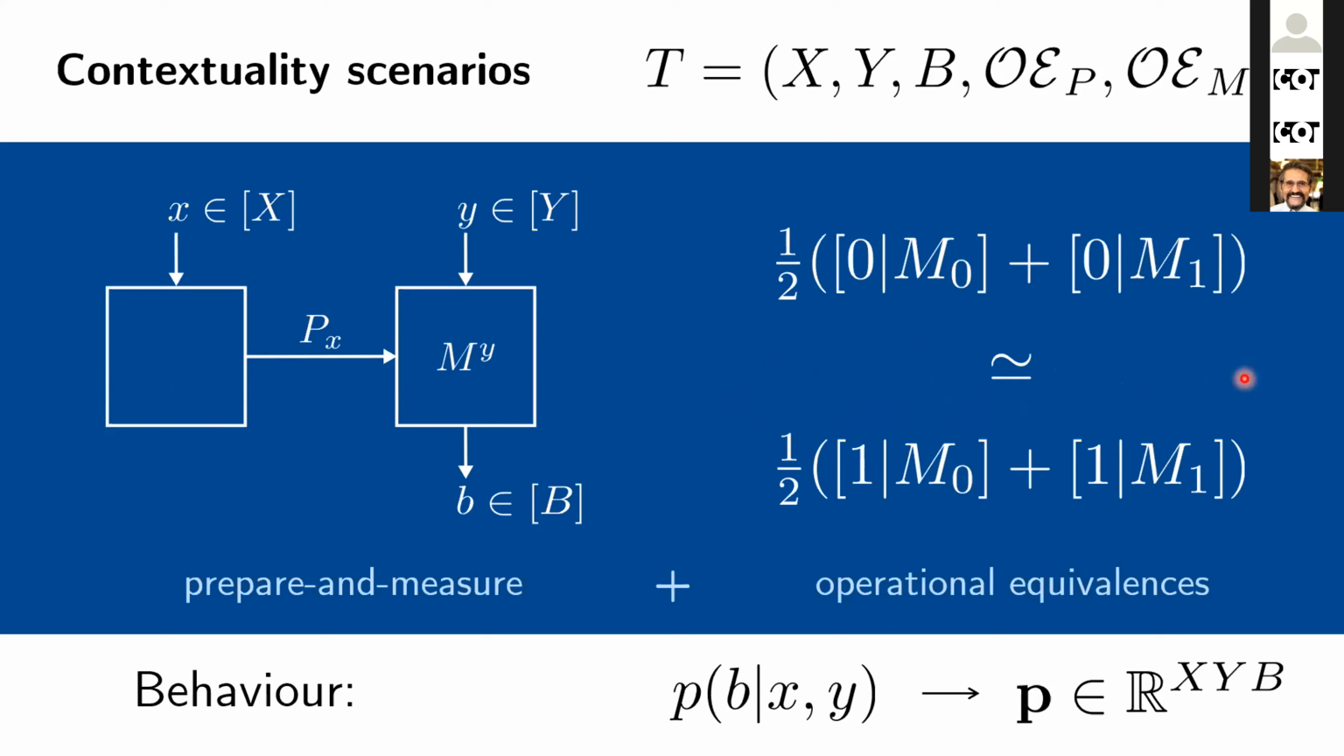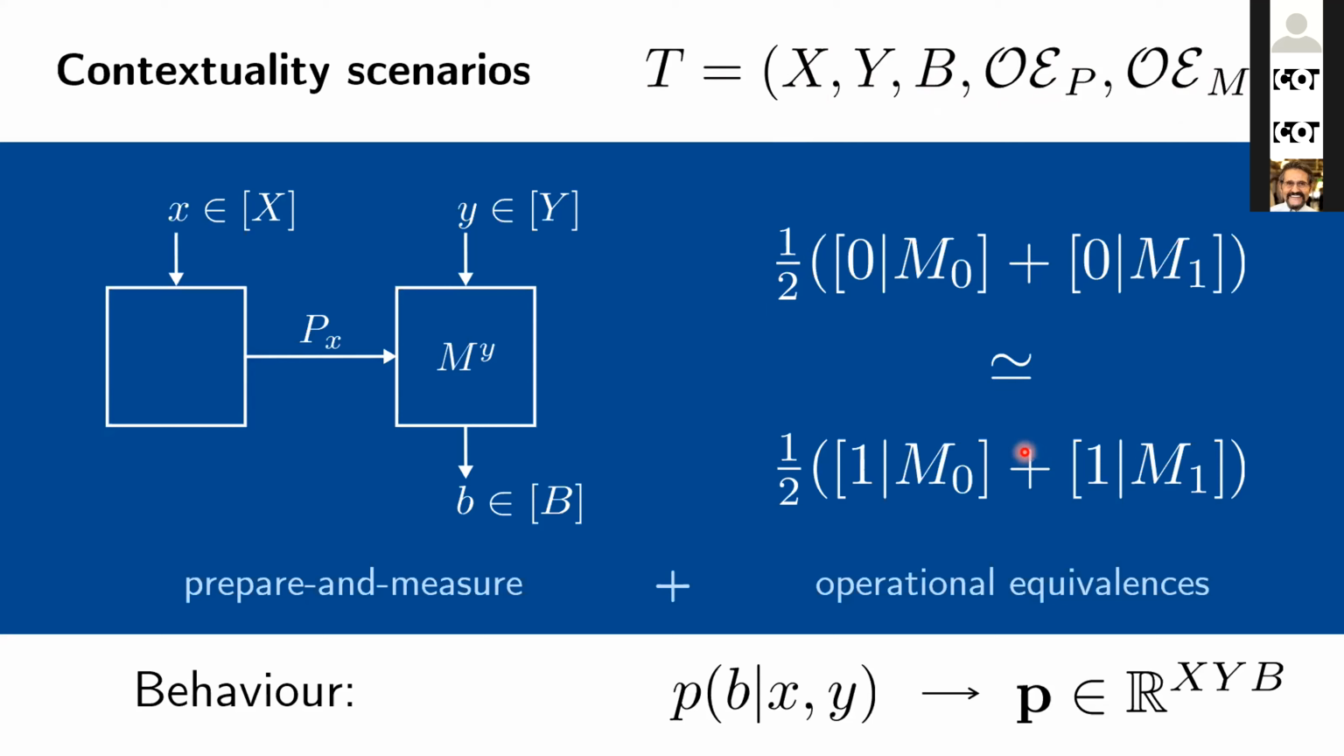So then our scenario is defined by this tuple here at the top, T, which is the number of preparations, the number of measurements, the number of outputs in every measurement, and then some set of operational equivalences on the preparations and some set of operational equivalences on the measurements. So for the measurements, it would for example look like this, but you could have as many of these equivalences as you like.